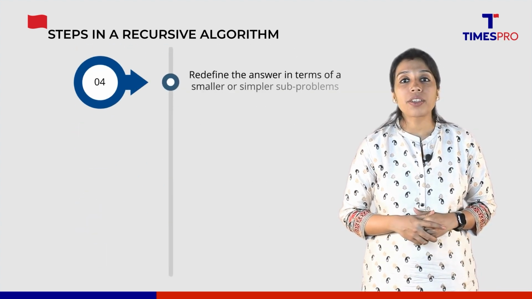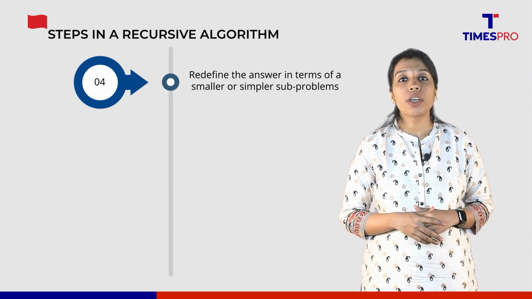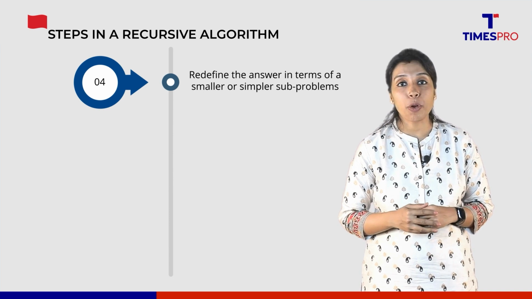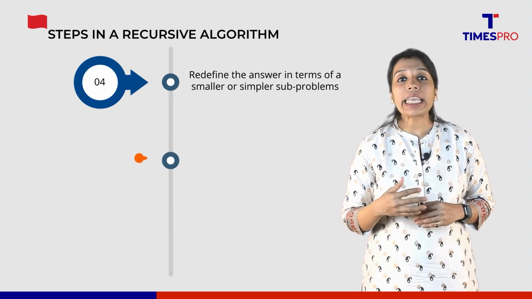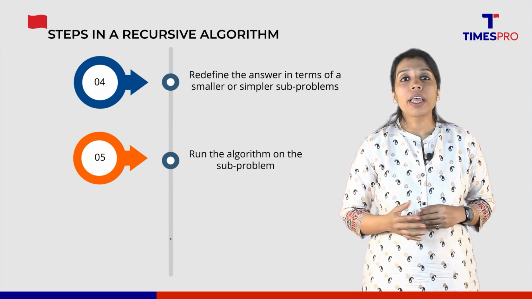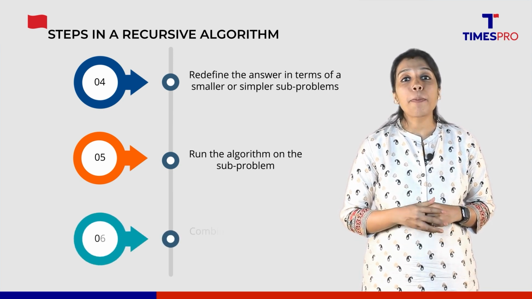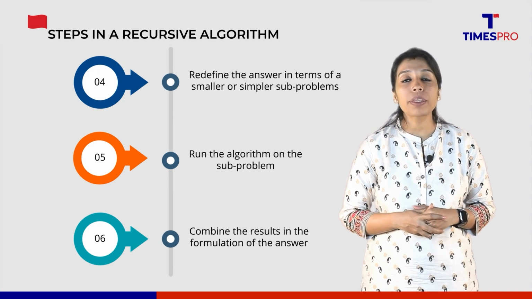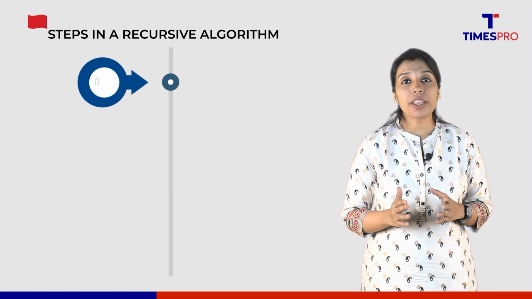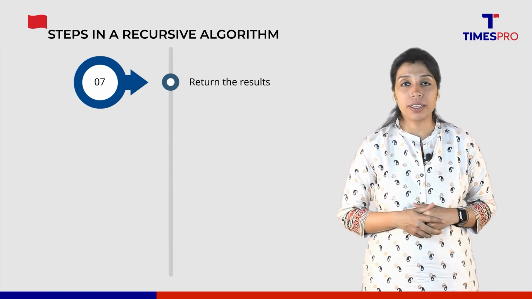We redefine the answer in terms of a smaller or simpler subproblem or subproblems. In the next step, we run the algorithm on the subproblem. In the next step, we combine the results that we get from the subproblems and we formulate the final answer. After we get the final answer, we return the results.